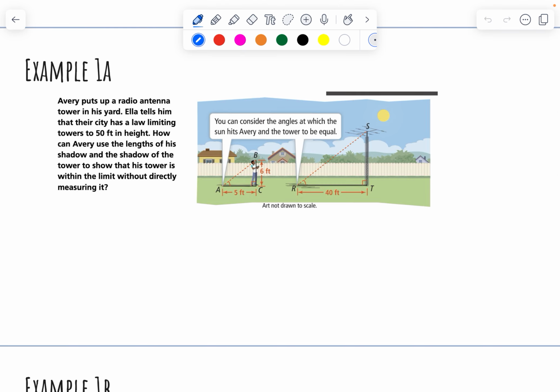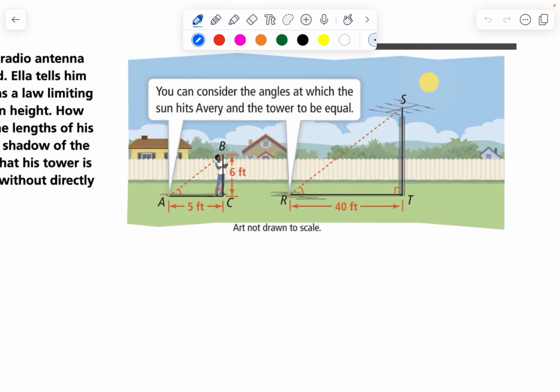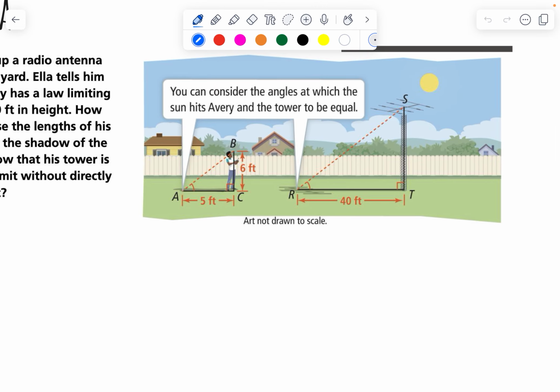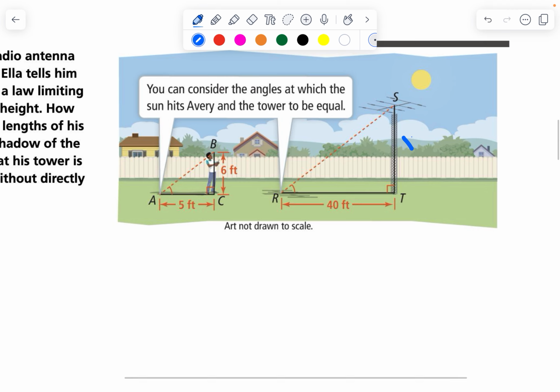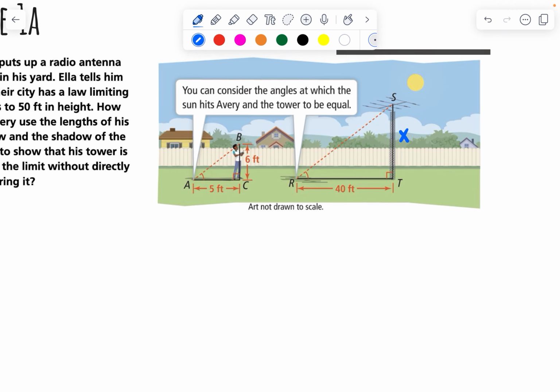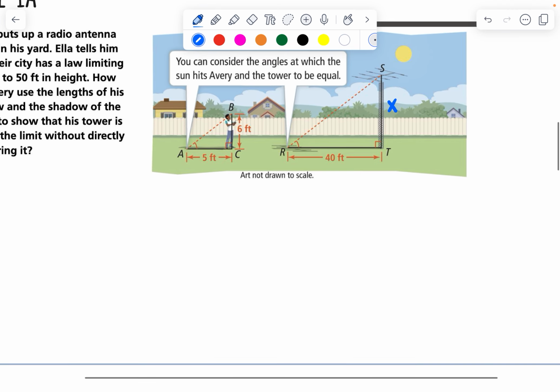Avery puts up a radio antenna tower in his yard. Ella tells him that their city has a new law limiting towers to 50 feet in height. How can Avery use the lengths of his shadow and the shadow of the tower to show that his tower is within the limit without directly measuring it? So if we look here, we have two similar triangles, and we're looking for the height of the tower. And remember, it needs to be under 50 feet.